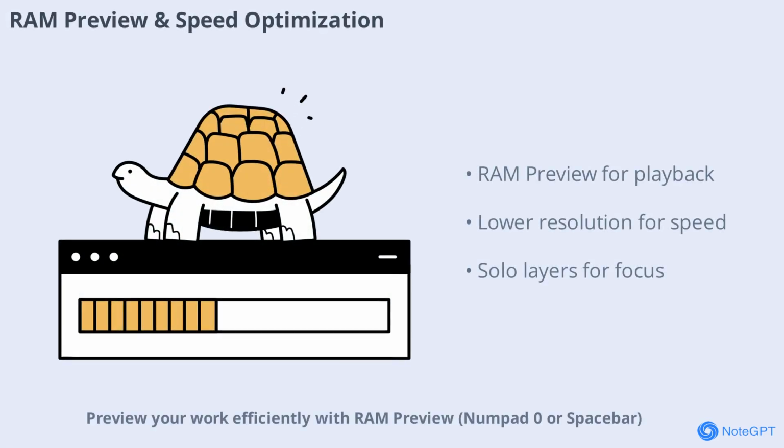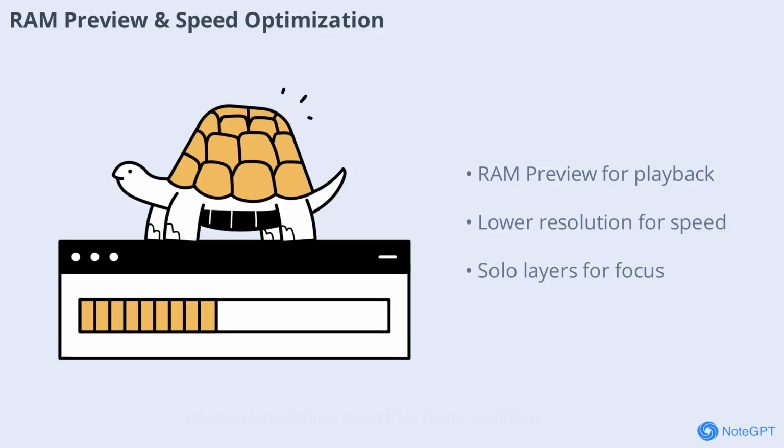Preview your work efficiently with RAM Preview Numpad 0 or Spacebar. Set preview resolution to half or quarter for heavy comps, use the solo icon to isolate layers and mute audio as needed. Set work area boundaries for loop previews and flush cache if you experience slowdowns. Disable heavy features during layout and enable them before export for faster workflow.